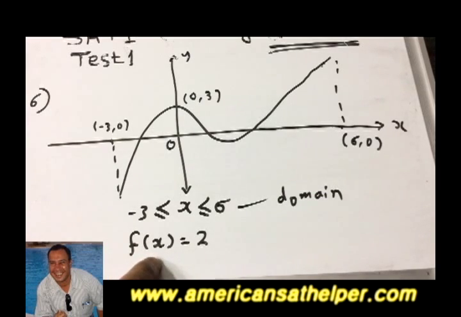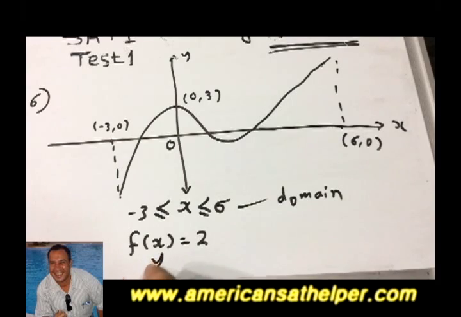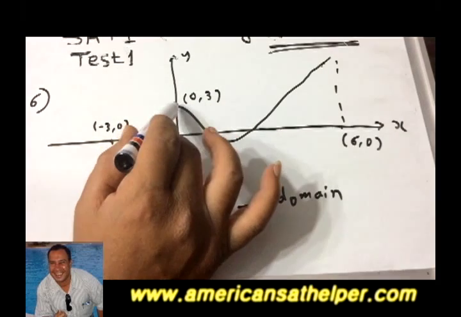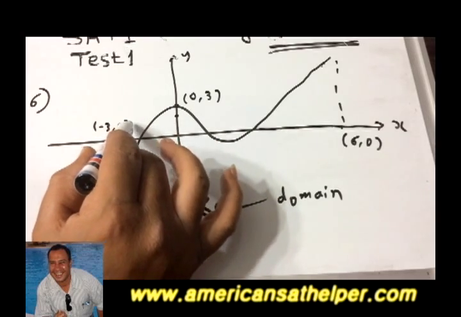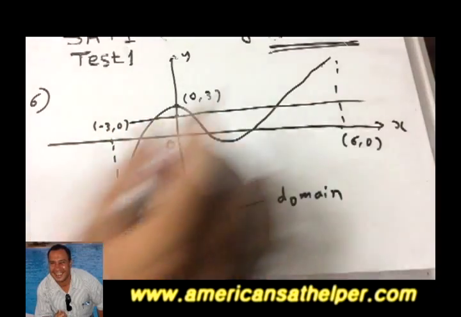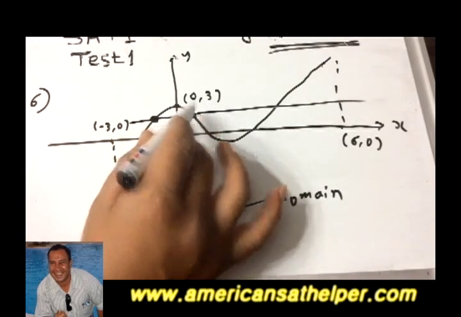What he is asking about is for how many values of x does f of x equal 2? It's a very good question. Now, f of x equals 2 means y equals 2. This is y equals 3, y equals 2 is below it. Draw a horizontal line. This horizontal line hits the graph at 3 points: 1, 2, and 3.